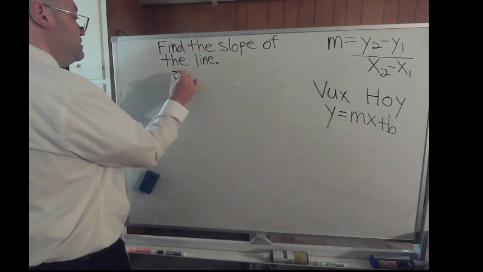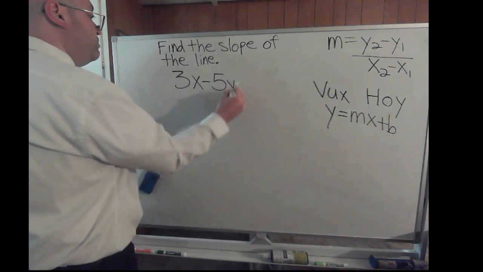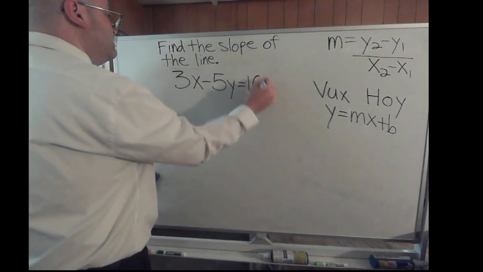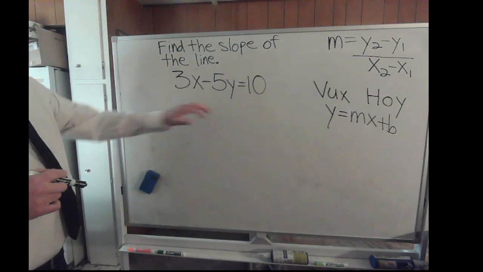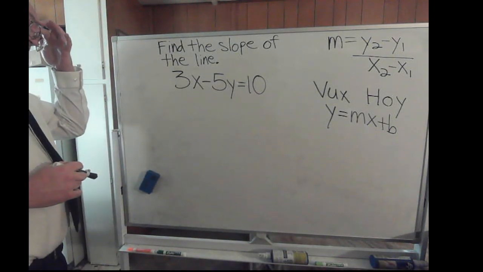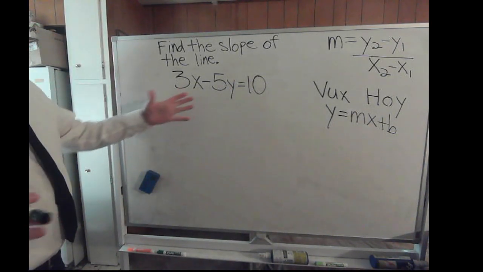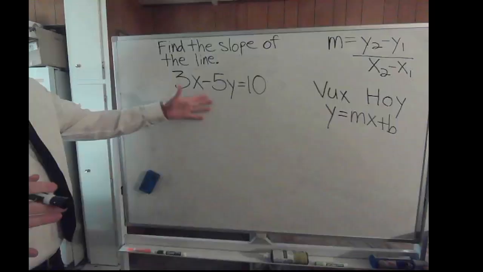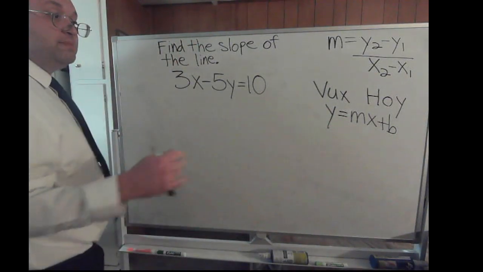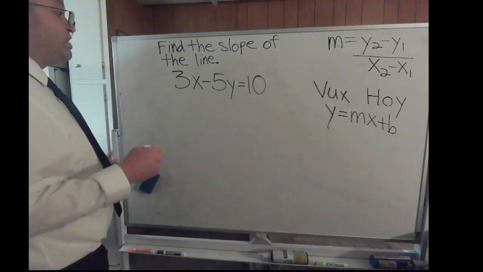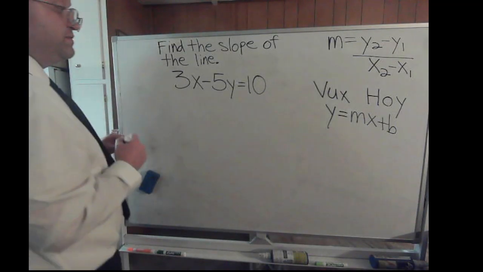Alright, another one like it. We have 3x minus 5y equals 10. Well, it's in the form of ax plus by equals c, which is the standard form of the equation of a line. We want to get it into slope-intercept form of y equals mx plus b. That means we want to isolate that negative 5y by itself first.